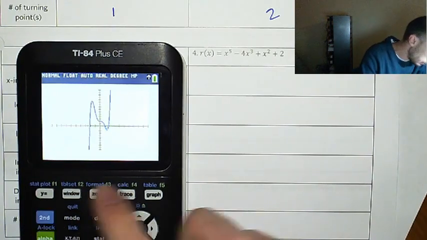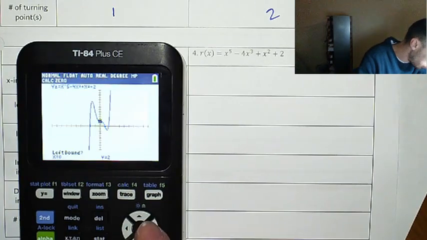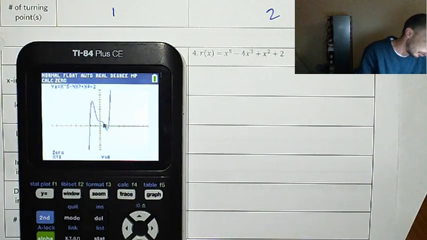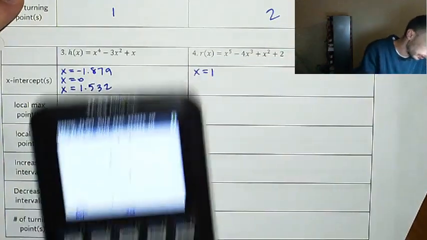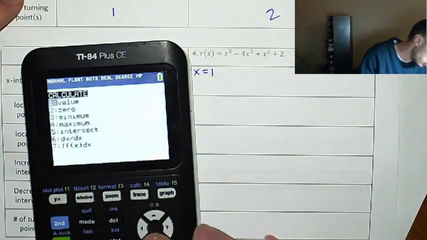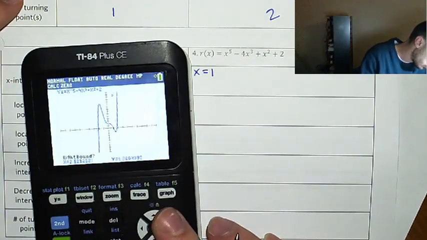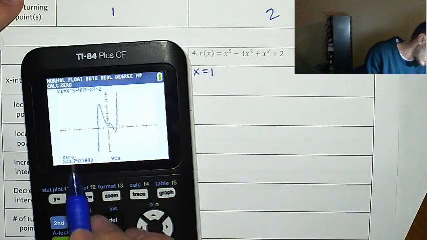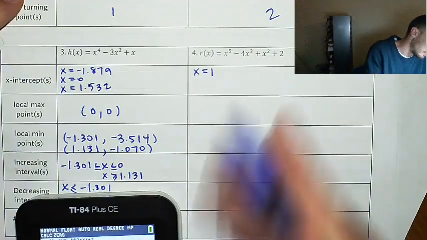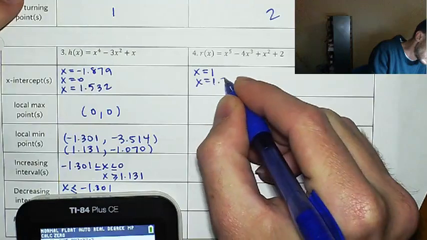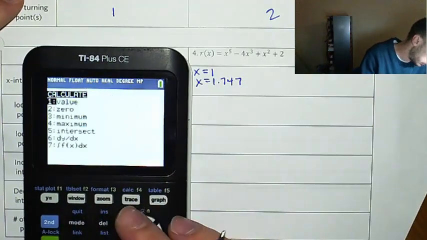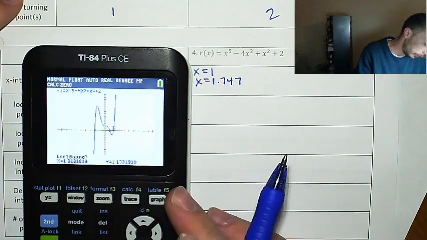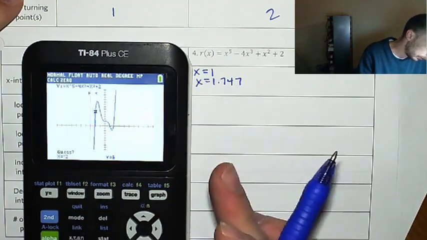Okay, and I'm going to calculate the zeros. There's one: x equals 1, y equals 0. There's going to be another one over here at x equals 1.747. And then there was one over here where x was negative, so I'm going to calculate a zero. Looks like it's at about -2, so I'd say -3 to -2.